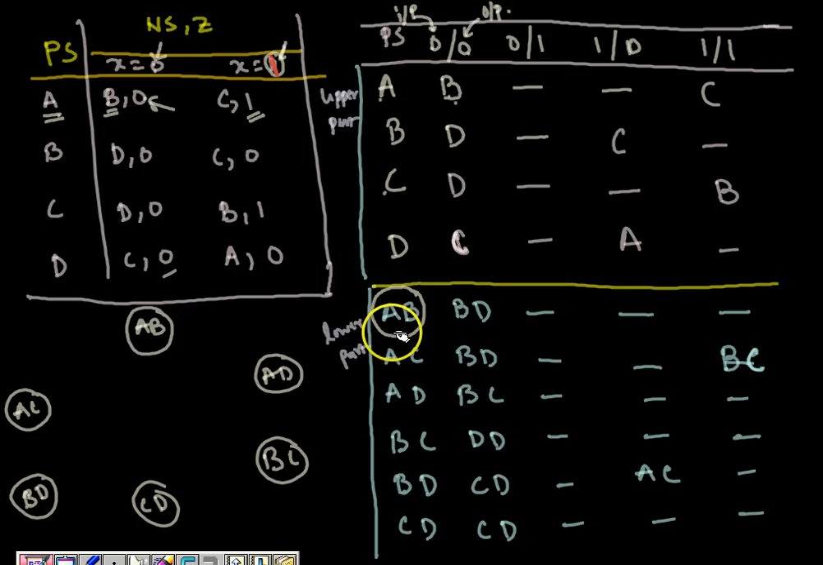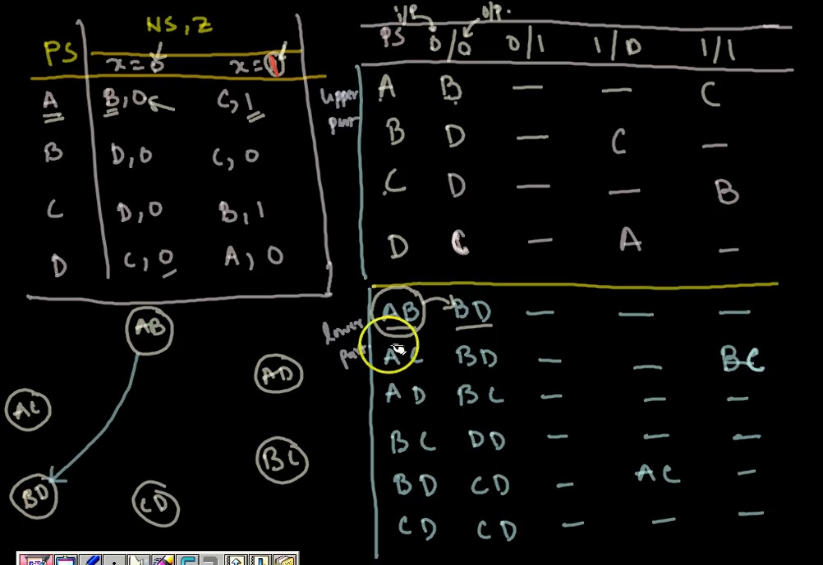Now what you need to do, there will be a directed arc from the uncertainty pair to the implied pair. That means AB is the uncertainty pair and this is the implied pair, BD. So there is going to be a directed arc from AB to BD in the testing graph. We are making an arc from AB to BD, because AB is the uncertainty pair and BD is the implied pair.